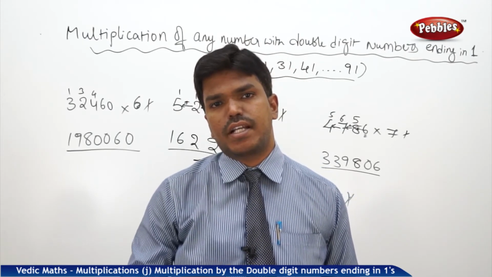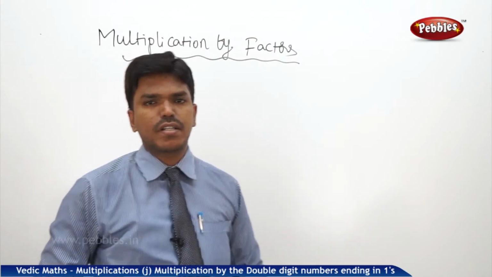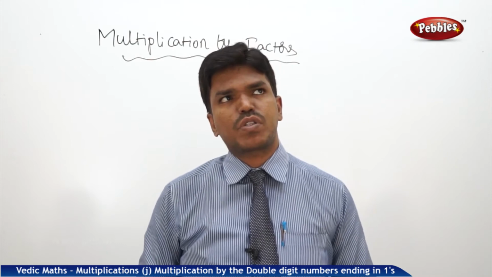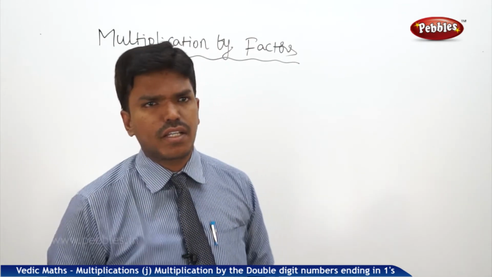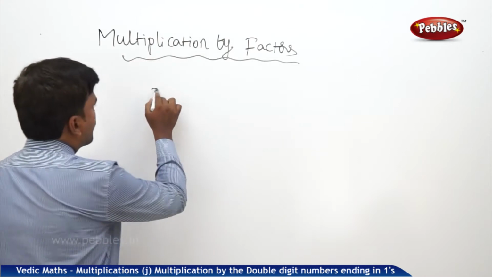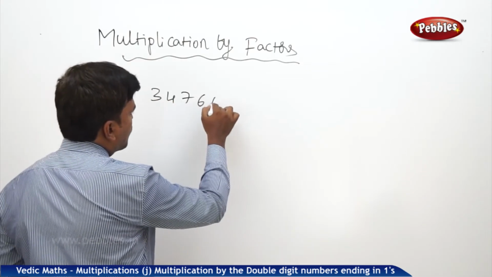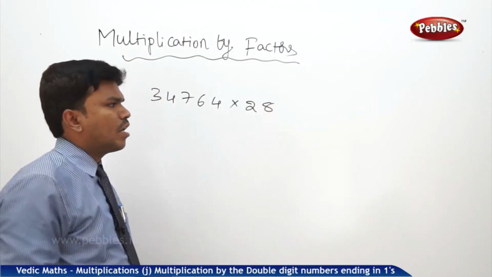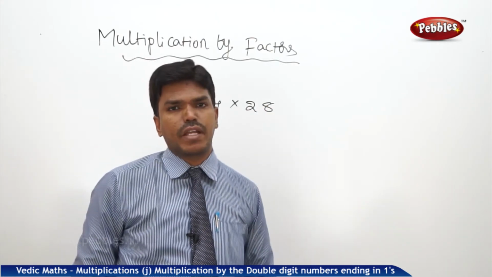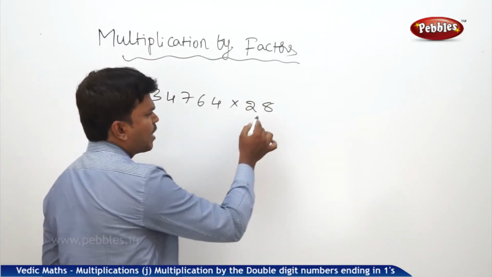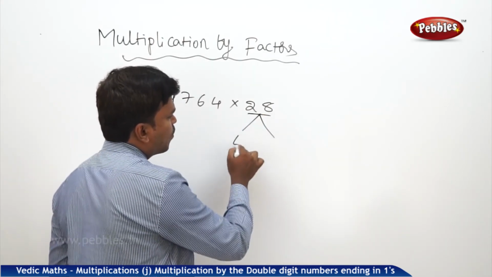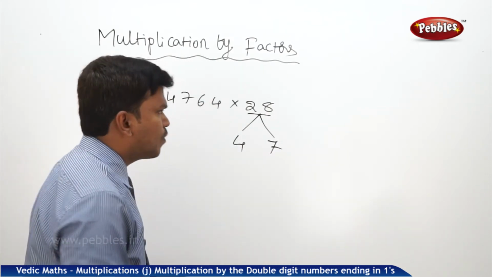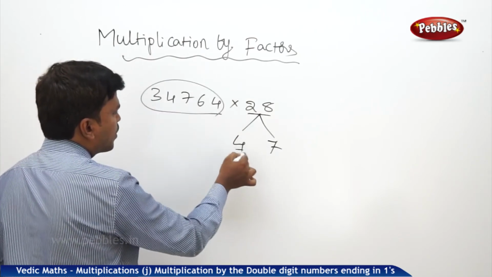So we'll move to the next technique now. So friends, our next technique is multiplication by factors. Suppose you want to multiply a number, say let us take 34764 into 28. Of course you can multiply directly, but another way is, you know that 28 has factors 4 and 7. Yes or no? Yes. So what you will do, you first multiply this number by 4 using the balancing technique.